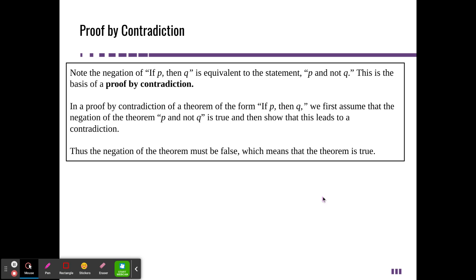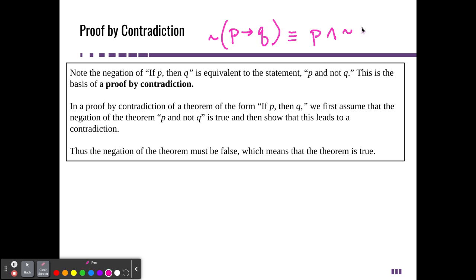Proof by contradiction, on the other hand, is where we go back and think about some stuff we did with negation. Note that the negation we had from chapter 1 is: if P then Q, the equivalent to that is P and not Q. So remember the notation for that would be if P then Q, and if we negated that, that gave us the logical equivalence that it was P and not Q.